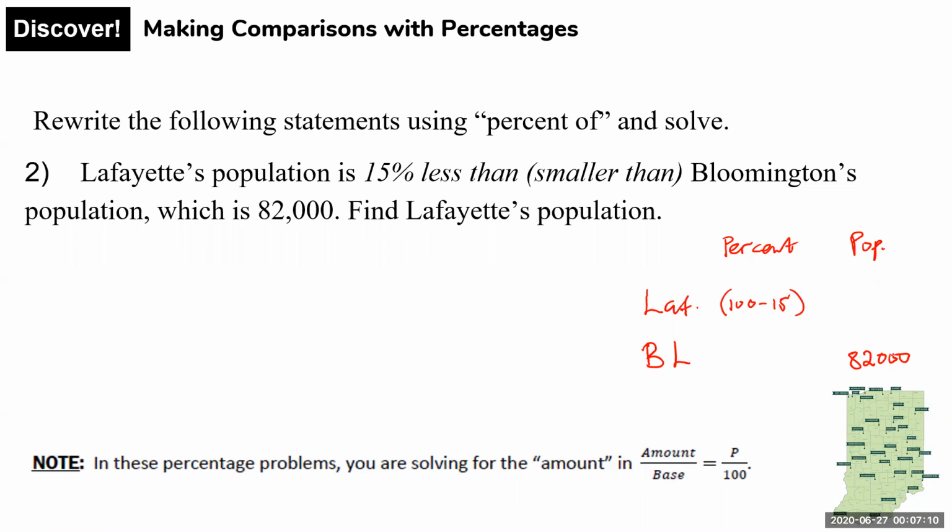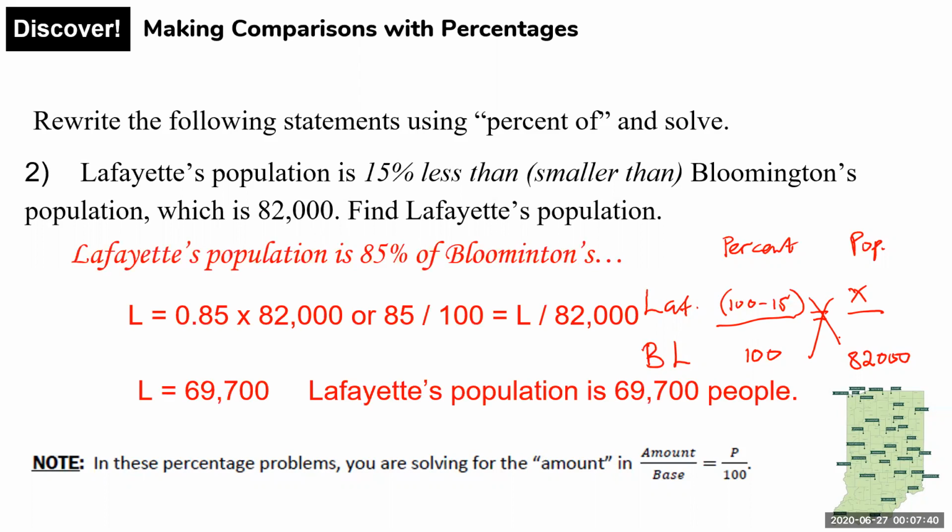Now, because we are comparing that to the original population of Bloomington, we use 100 to represent Bloomington's population, because that is what we are comparing to. Now we want to find Lafayette's population, so we don't know that, and we say that is X. So we cross product and simplify, and our answer will come out as 69,700. Is that okay?